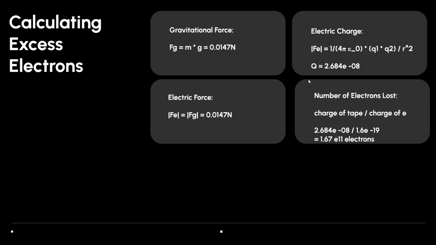So here's calculating how many electrons were needed for this. We can calculate the gravitational force. We then calculated what was needed to be the electrical force. The electric charge was found from that formula. And then the number of electrons lost was just the charge of the tape divided by the charge of an electron. It shows how many electrons we used.